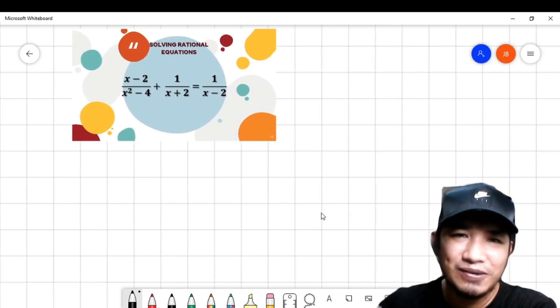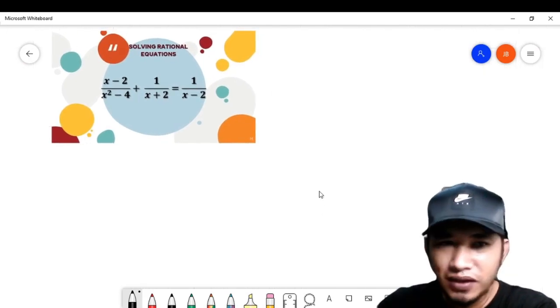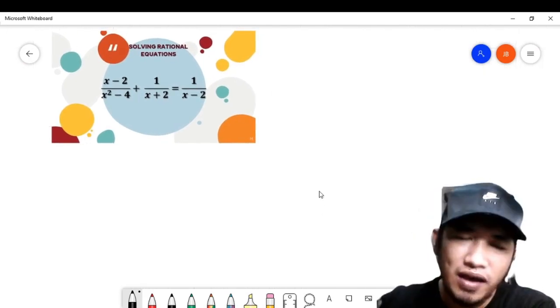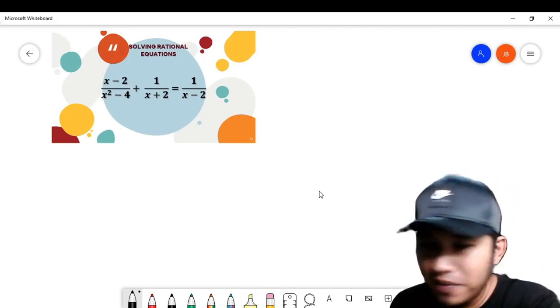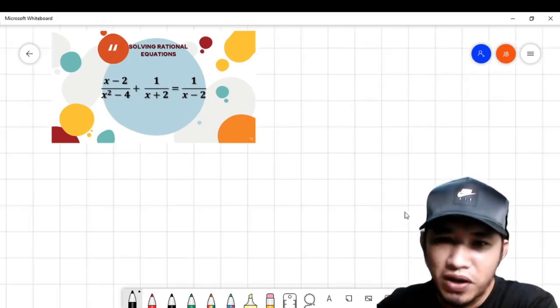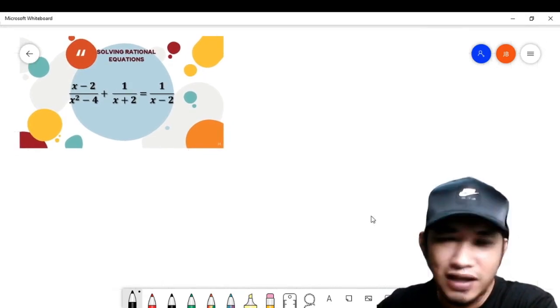Kahit wala nang value yung x. Joke lang. Okay. So next, we have the solving rational equation. So mas mahirap na naman to. Alright, so pero mapapadaliin natin yan, no? So game.